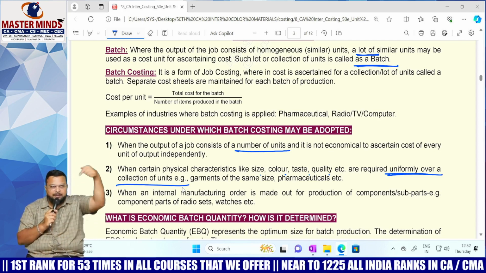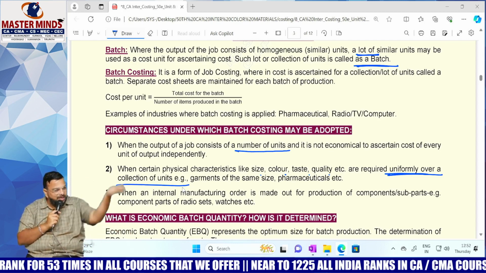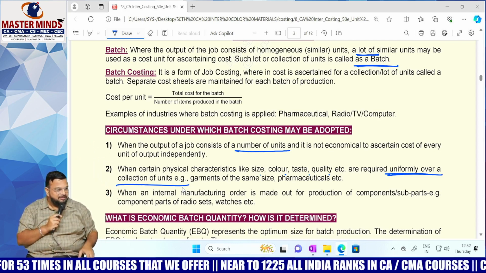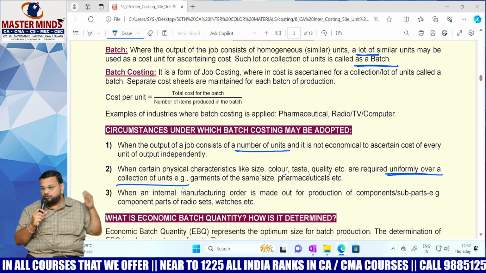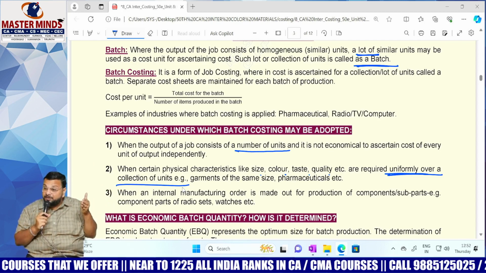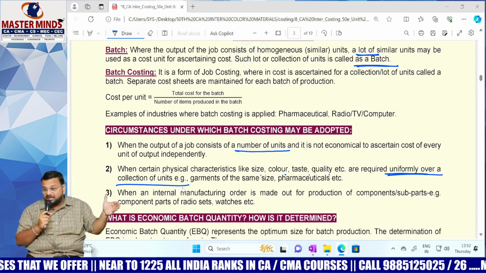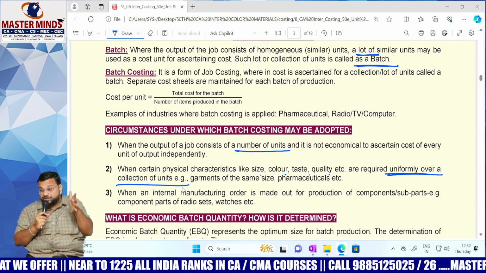If we had to set the machine for every car, what would happen? Setup cost will increase. So this condition is also essential. Yes, I need to produce a large number of units and there is uniformity in size, color and everything. So it becomes very easy to produce in lots.